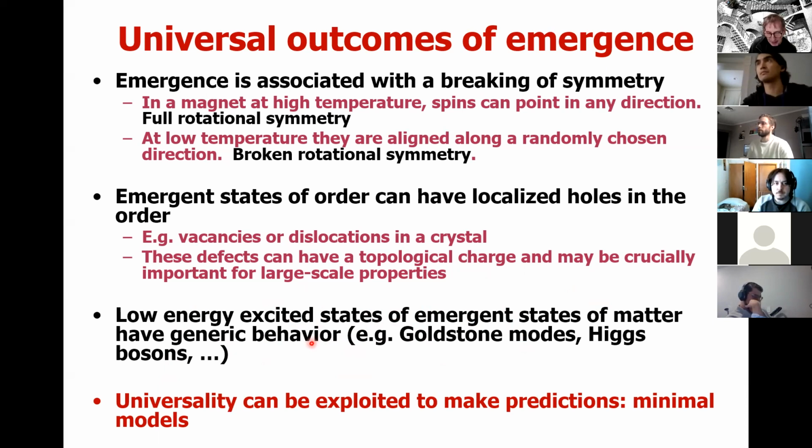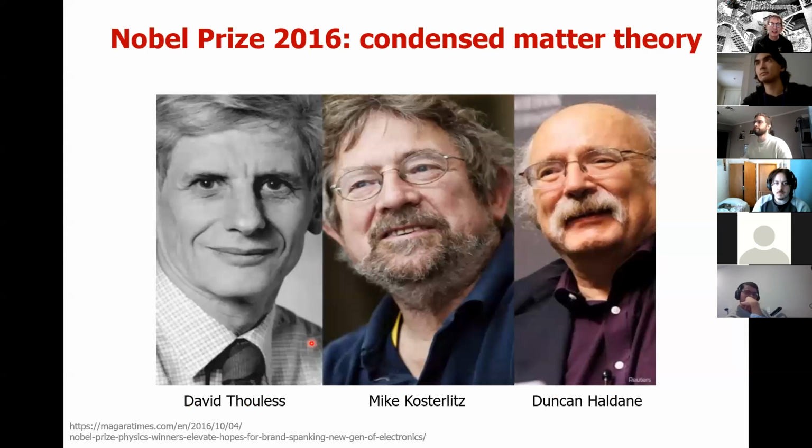Gotcha. Yep. Cool. Thanks. All right, so here are the winners of the Nobel Prize in 2016. I'm sure most of you know these names: David Thouless, Mike Kosterlitz, Duncan Haldane.